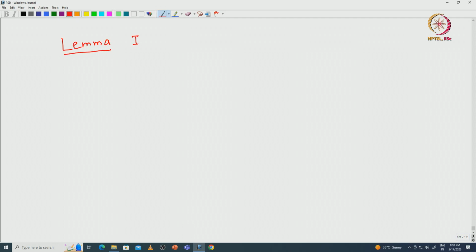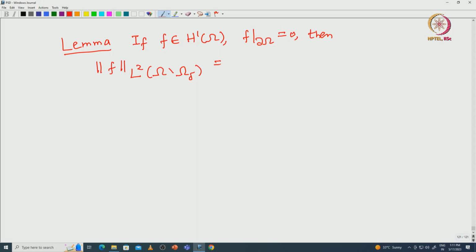So, if f is in H1(Ω) and trace is 0, then the L2 norm of f over Ω minus Ω_δ is little o of δ.